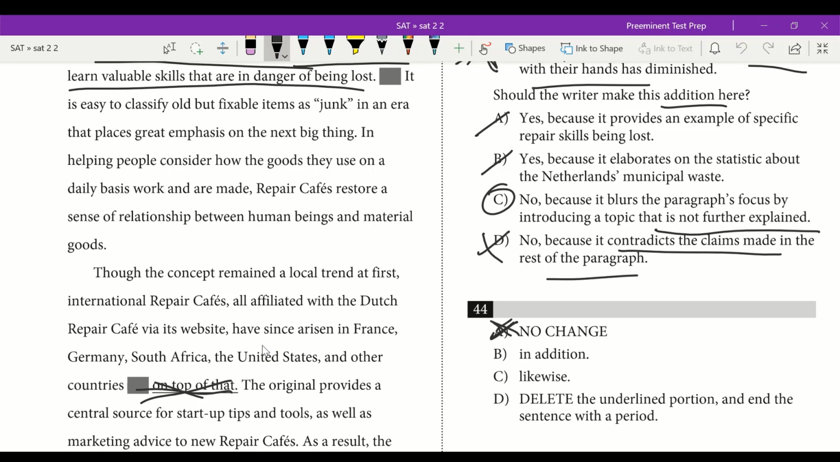So we have to change this. There's no change. That's not an option, guys. We want to eliminate redundancy and repetition. So what do we have? We have France, Germany, South Africa, United States, and other countries. We don't need on top of that. We're told other countries, right? So we're just going to delete the underlined portion and end the sentence with a period. We need that period to be grammatically correct, right? It's not going to be likewise. It's not going to be in addition because we have other countries and that's enough. So our answer there is going to be D.